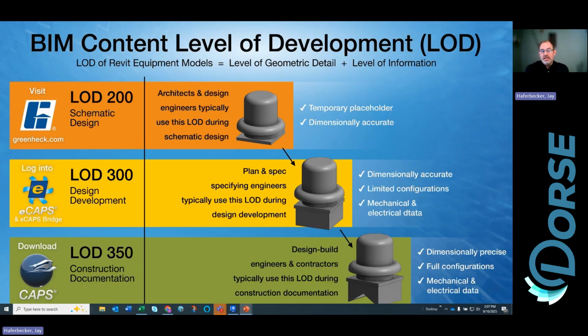Now, if you use our eCAPS program or our Revit add-in, well, now we have access to our LOD 300. That includes a lot of the parameters for scheduling, performance information, electrical information. That's all in there, right? If you're entering that information into eCAPS or the Revit add-in to make a selection, why wouldn't we include that, right? So that's where the LOD 300 comes in.